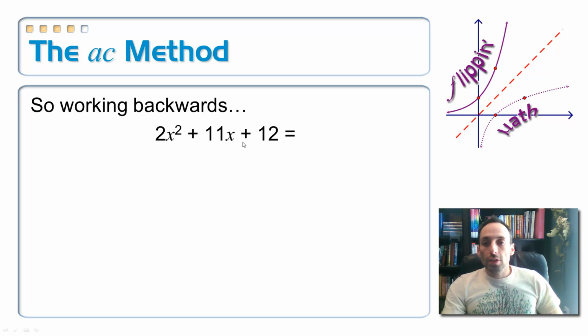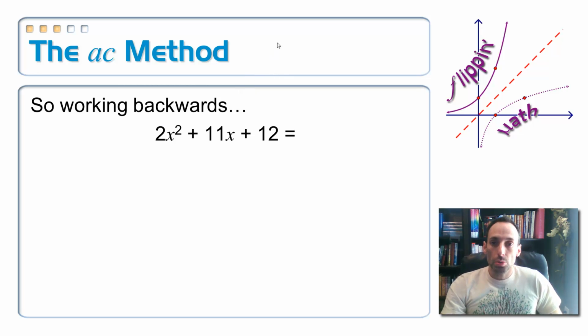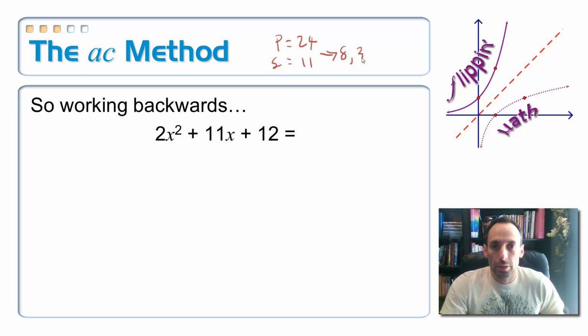I would have this trinomial. I can see that its leading coefficient is a 2. That's not a perfect square. It's not 1, so I'm going to use this AC method. So I'm going to multiply these two things together, 2 times 12, and I have a product of 24. Then I look at the middle term, and it's going to sum up to 11. So I'm looking for two things that multiply up to 24 and are going to add up to 11. That's going to be my 8 and my 3.